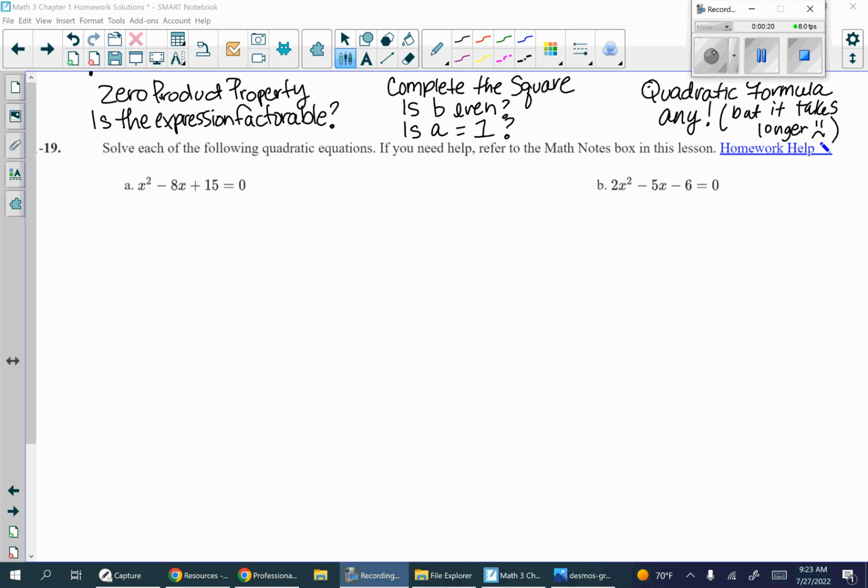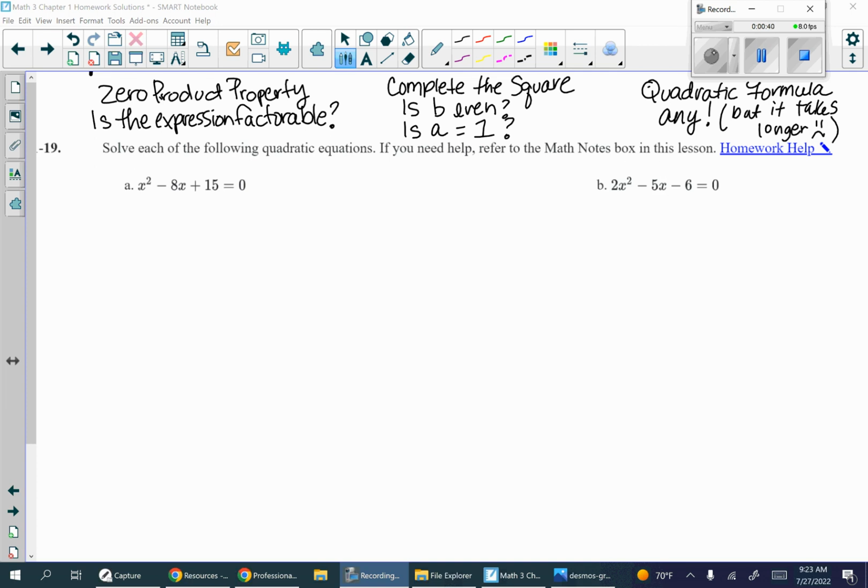So the three major ways that we solve quadratic equations are using the zero product property, or by completing the square, or by using the quadratic formula. Students usually have favorites, but a lot of times the favorite isn't always the fastest. So for part A, is this little guy factorable, x squared minus 8x plus 15?